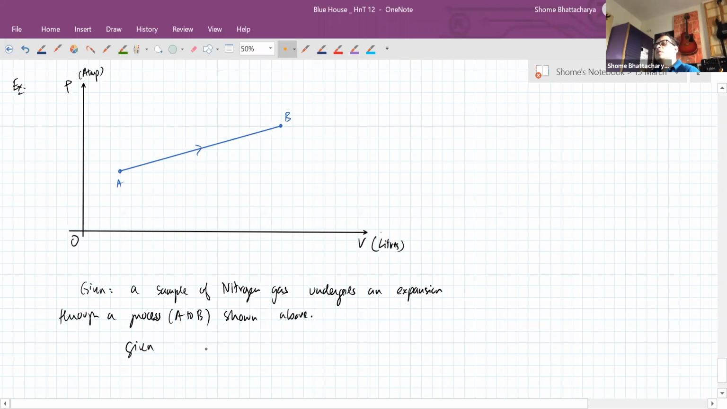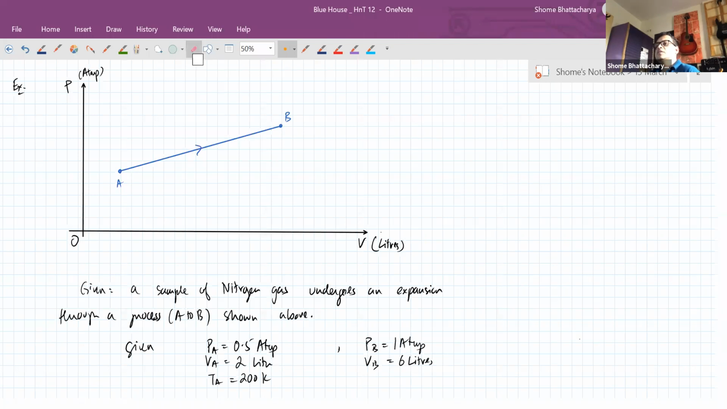Now, given that pressure at A was 0.5 atmospheres, volume at A was 2 liters, and temperature at A was 200 Kelvin. Pressure at B is 1 atmosphere, and volume at B is 6 liters. Okay. In fact, let's take the temperature lower. We don't want to get into a region of superheating.